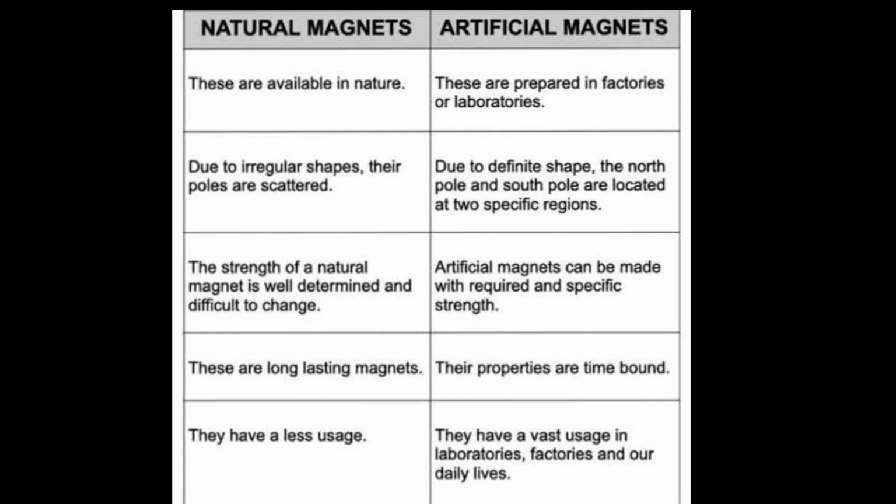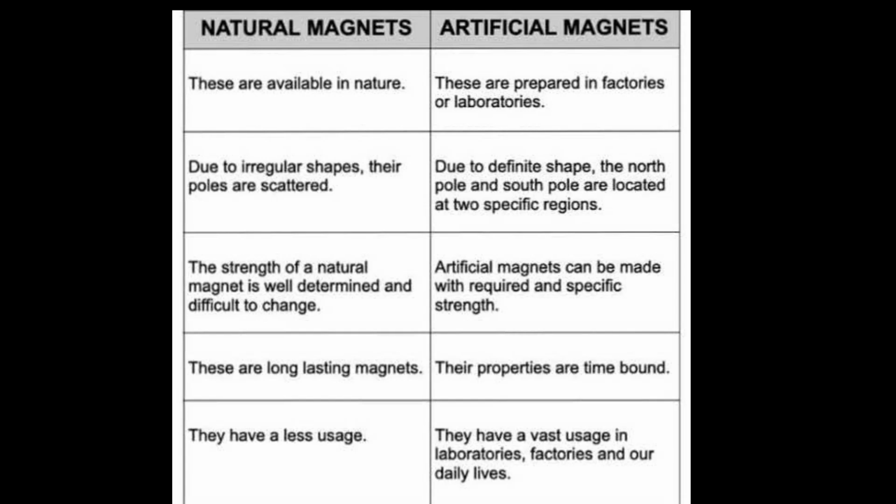Natural magnets have an irregular shape, so their poles are scattered, but artificial magnets have a proper shape. The north pole and the south pole are located at two specific regions. The strength of a natural magnet is well defined and difficult to change, but for our requirements we make artificial magnets with a particular or specific strength.